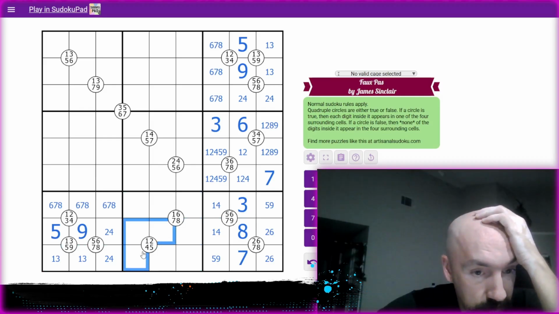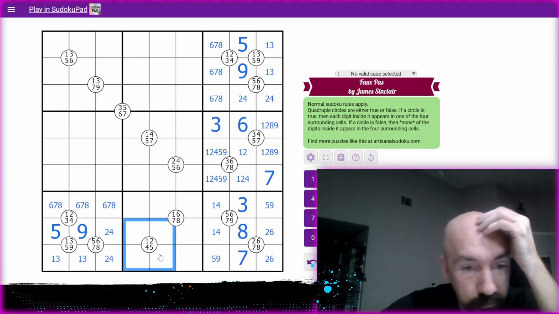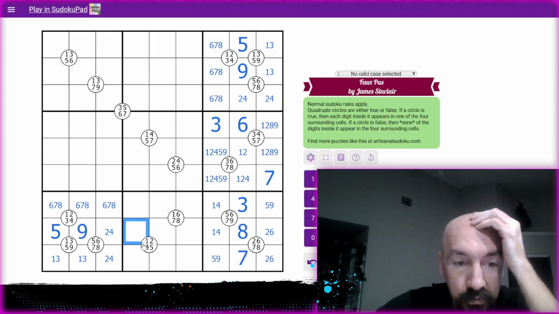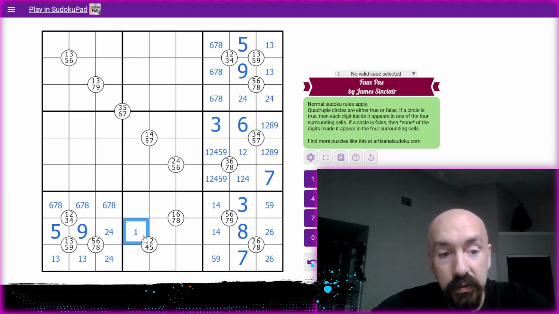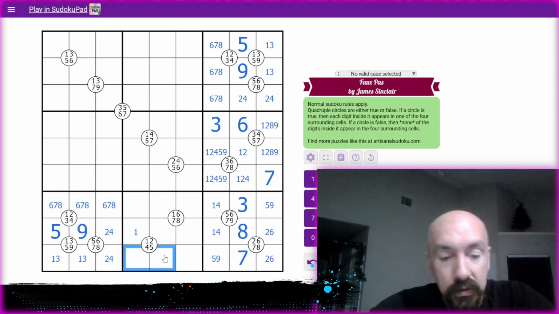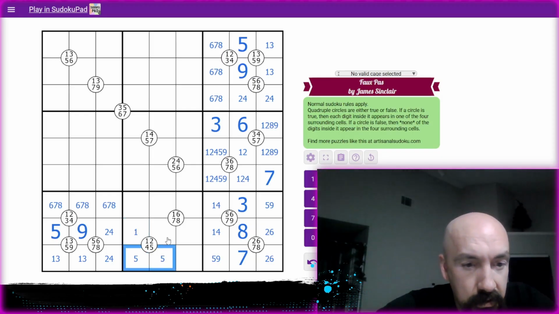Okay, so let's see if this 1, 2, 4, 5 could be true. We have 1, 3 here. 1 cannot go. If 1, 2, 4, 5 is the only true, then this would be a 1. 5 would go down here. And then it could put 2, 4. Okay.